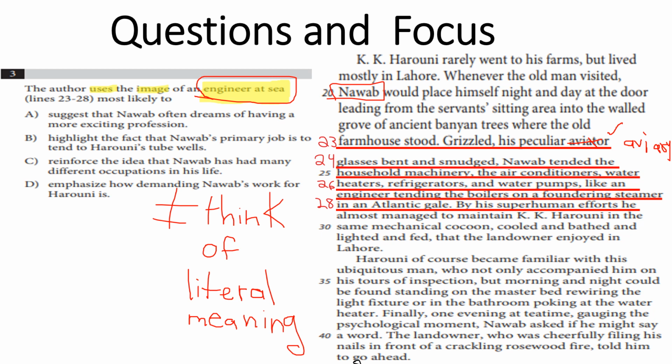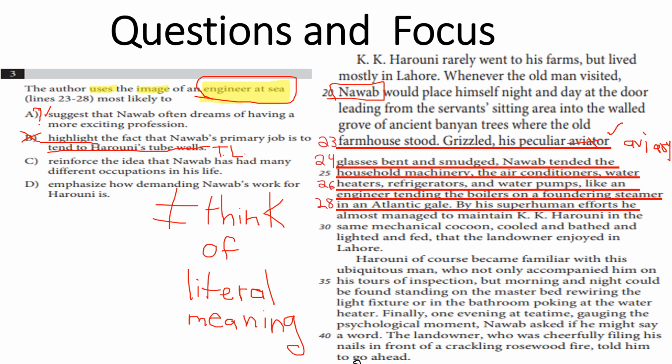Okay, so let's go to our questions. It suggests that Nawab often dreams of having a more exciting profession. Possibility. I'm going to put a question mark. Okay, and also a check, maybe. You can do one or the other. Highlight the fact that Nawab's, and let's look at this word. Is he really emphasizing the fact that Nawab's primary job is to tend to Haroni's tube wells? Because it kind of thinks that Nawab's job is to do a lot of stuff, like his whole farm. So this is once again TL. I'm going to put TL for too limiting.